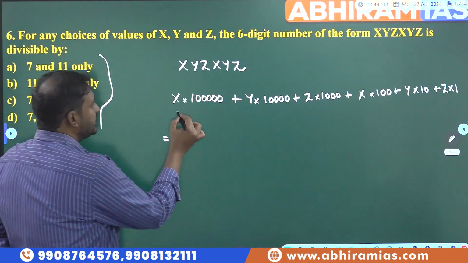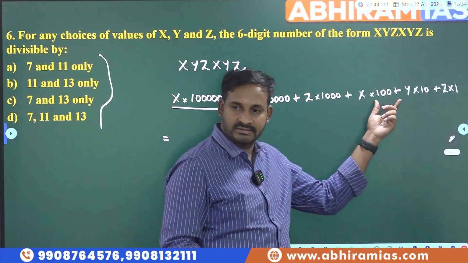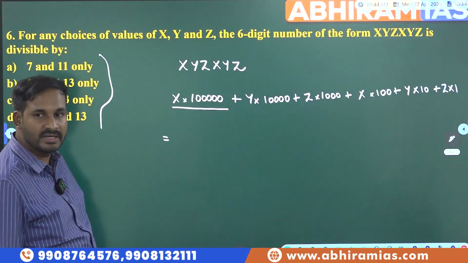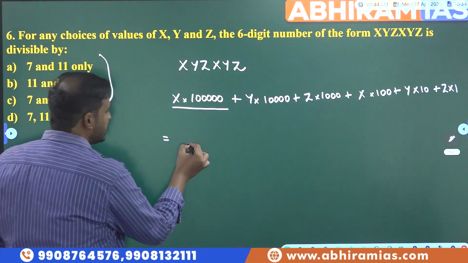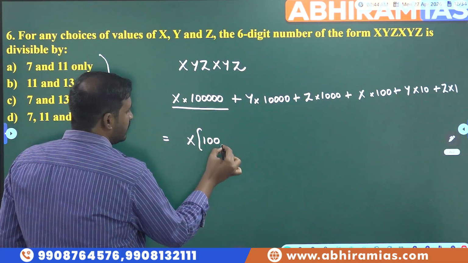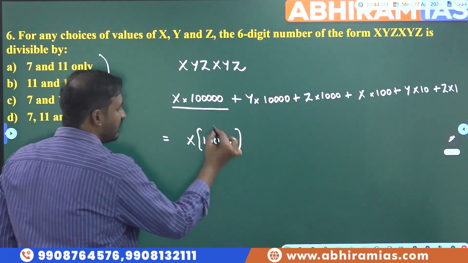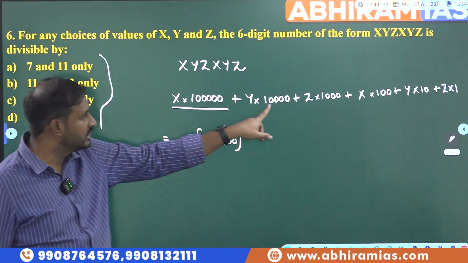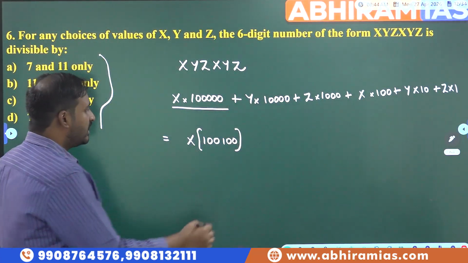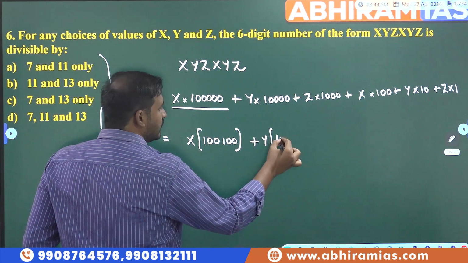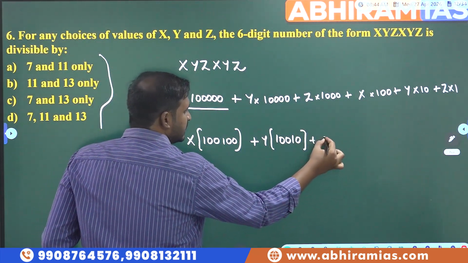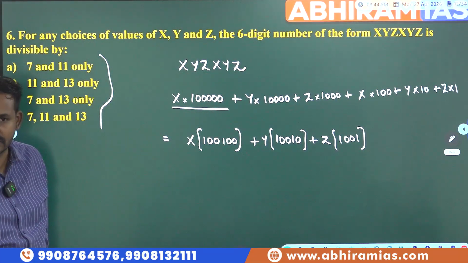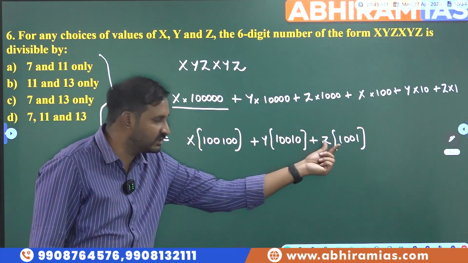Now, I have x here and I have x here. This is what? 1 lakh, right? 1 lakh plus 100, it will become 1 lakh 100. So that means x into 100100. I am simply writing x terms together. Next, y is what? 10,010. So y into 10,010, plus z is what? 1001. If you observe carefully, 1001, 1001, 1001.